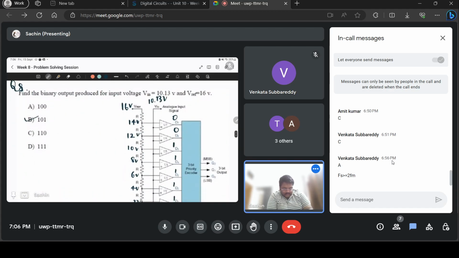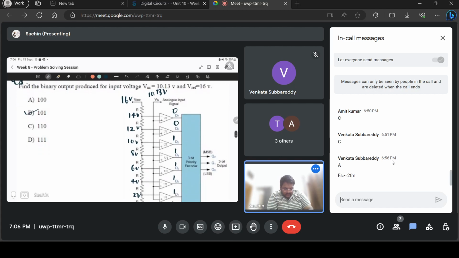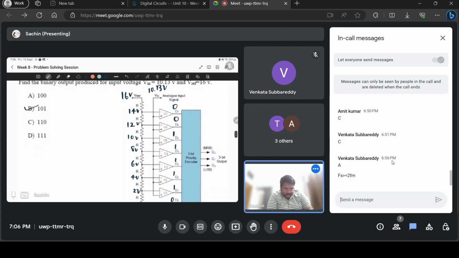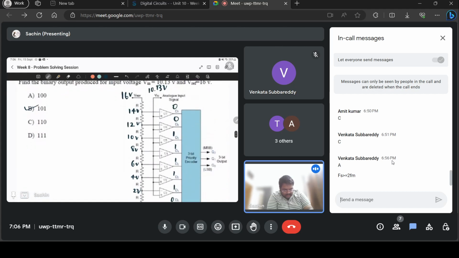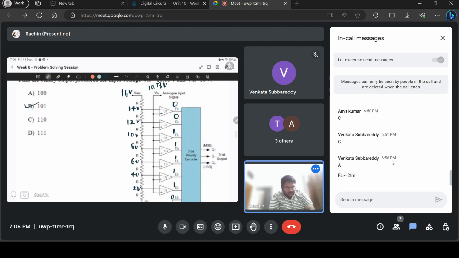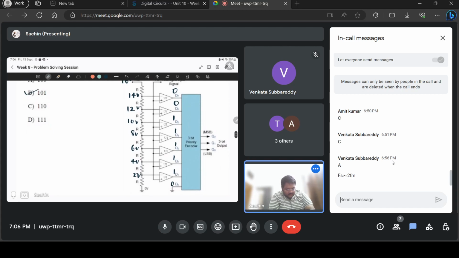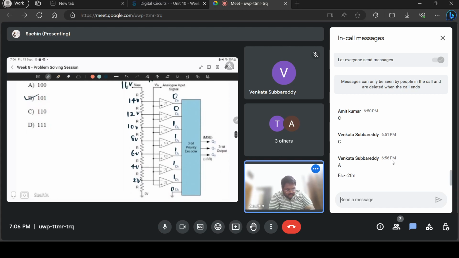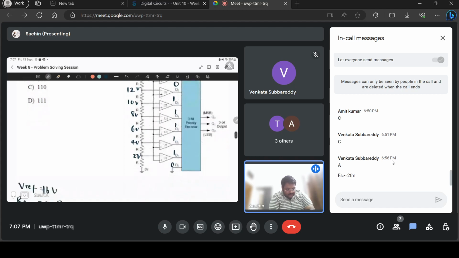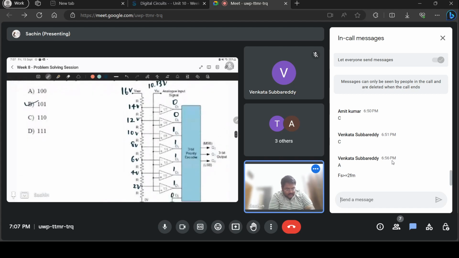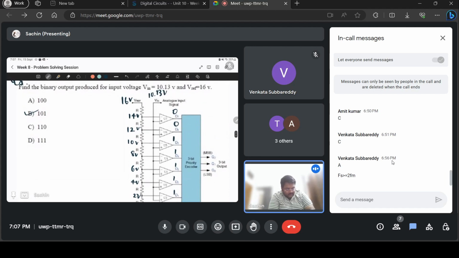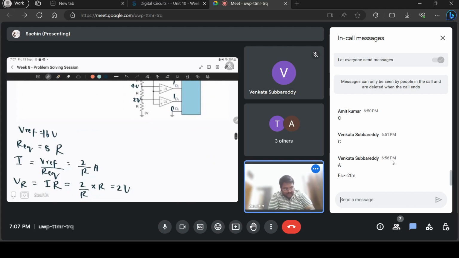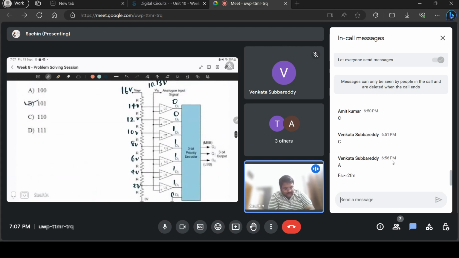Question number 8, I explained in detail how it works. You find out the voltage reference, then that voltage is divided by the total equivalent resistance in this resistor series. So there are 8 resistors, so the current will be 16 by, let's say if all the resistors were 1 ohm, the current would be 16 by 8, that is 2 amperes, and the voltage drop across each resistor is 2 volts.